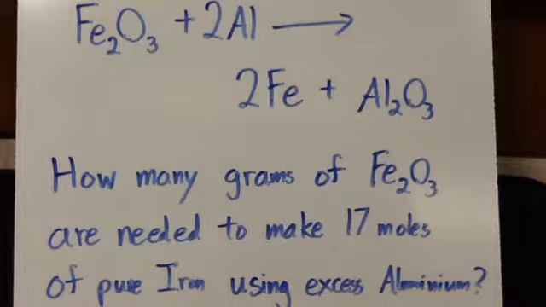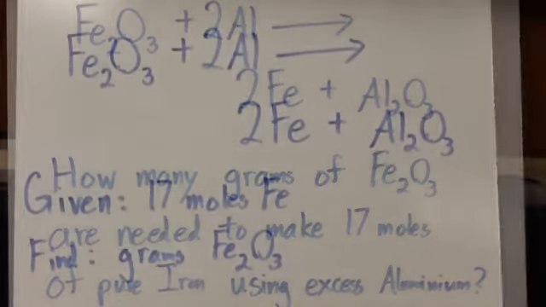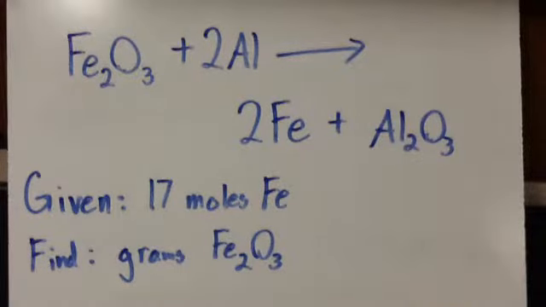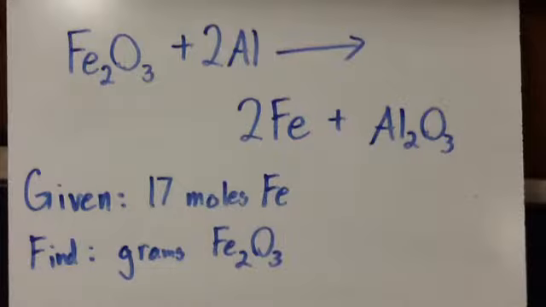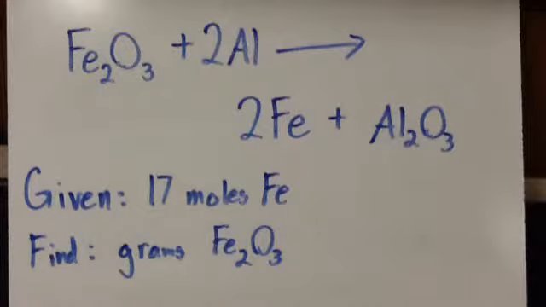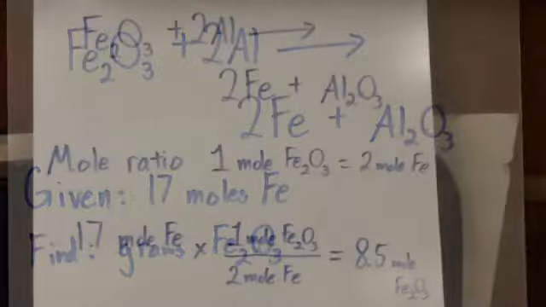So the first thing we want to do is figure out the mole ratio, and we'll handle the grams after that. We are given 17 moles of iron. That's what the question is giving us. And what we are being asked to find is the number of grams of iron(III) oxide, formula Fe2O3. So we're going to use the mole ratio to figure out the moles of iron(III) oxide, and then we will figure out the grams once we know the moles of iron(III) oxide. We'll do that in just a second.